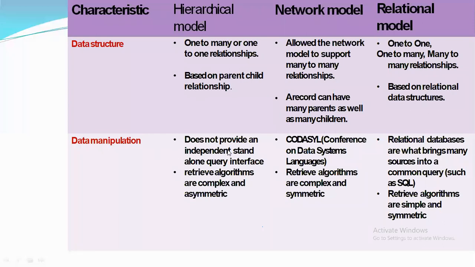Then, manipulation does not provide an independent standard query interface. There is no standard query interface. The retrieving algorithms are complex and asymmetric. The algorithms are very difficult because we are representing data in the form of trees, and trees are very difficult. That's why the algorithms are very complex and asymmetric. It does not provide independent standards; there are no query standards.